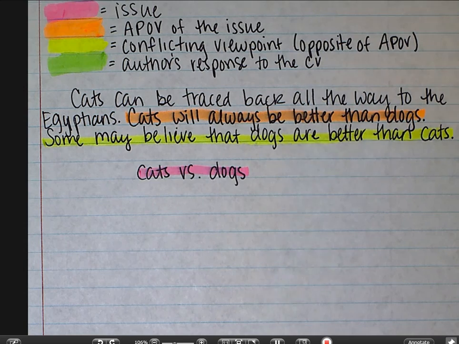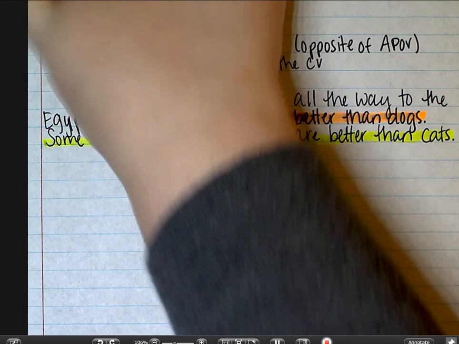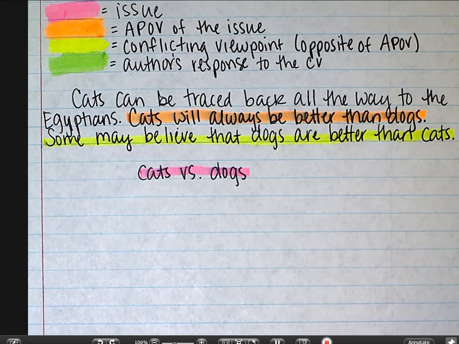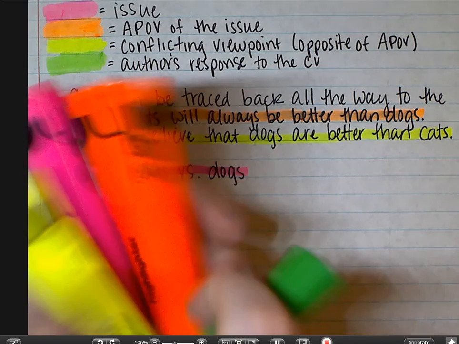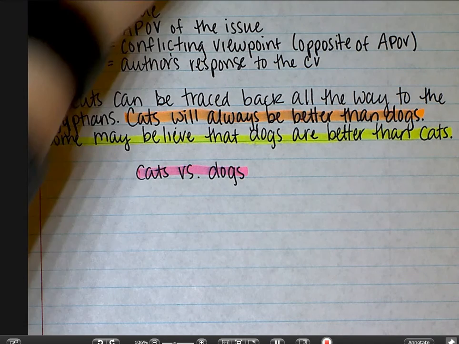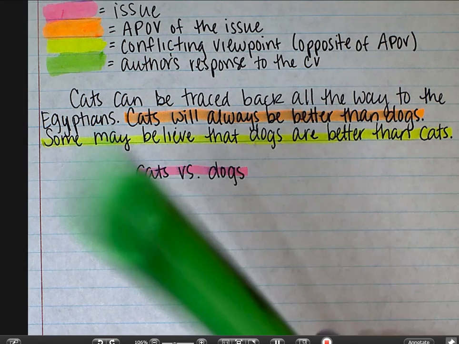We are now finished with these three colors. Go ahead and put those away. Okay? Go ahead and put those at the top of your desk so that you don't get confused. The only color we're going to be working with now is green.